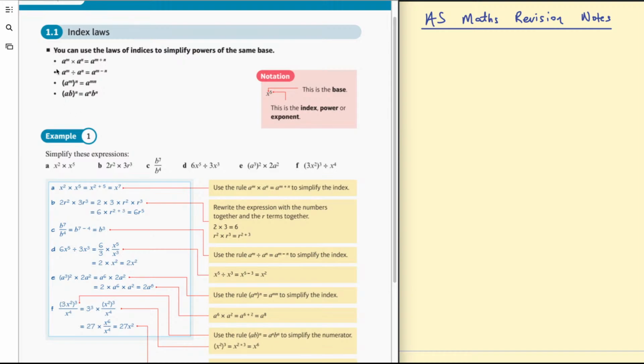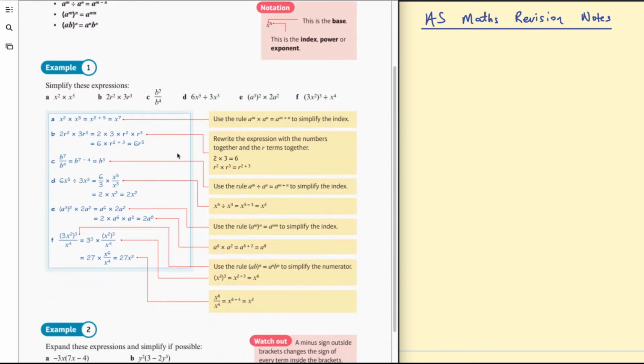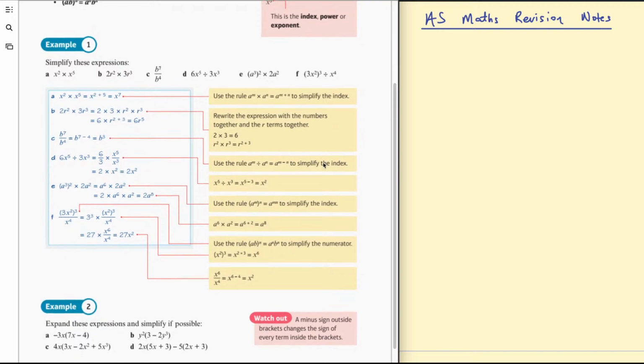So, the notes here: a to the power m multiplied by a to the power n equals a to the power m plus n. A to the power m divided by a to the power n equals a to the power m take n. A to the power m all to the power n equals a to the power m multiplied by n. And ab to the power n equals a to the power n b to the power n. Okay, let's start off with a couple of these ones. Let's do E and F. Okay, so starting off then, nice and easy.